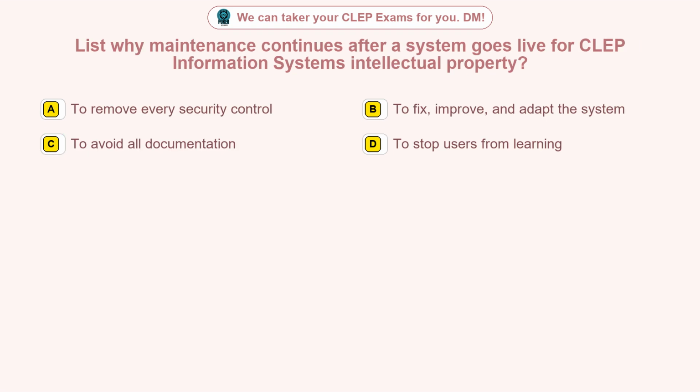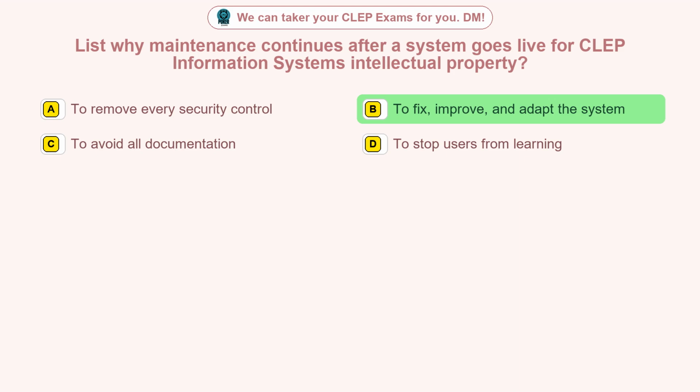Question 77. List why maintenance continues after a system goes live for CLEP Information Systems intellectual property. Option A. To remove every security control. Option B. To fix, improve, and adapt the system. Option C. To avoid all documentation. Option D. To stop users from learning. The correct answer is option B.